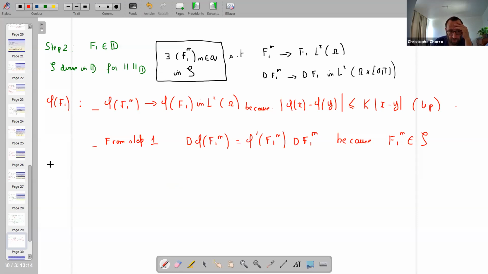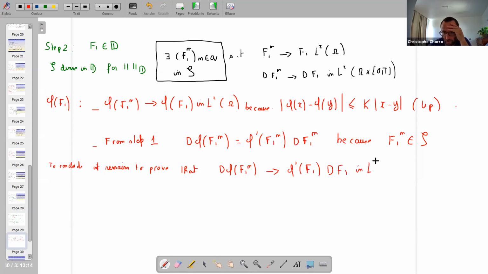I can write the following thing. To conclude, it remains to prove that D of phi of F1n converges toward phi prime F1 D of F1 in L2 probe.